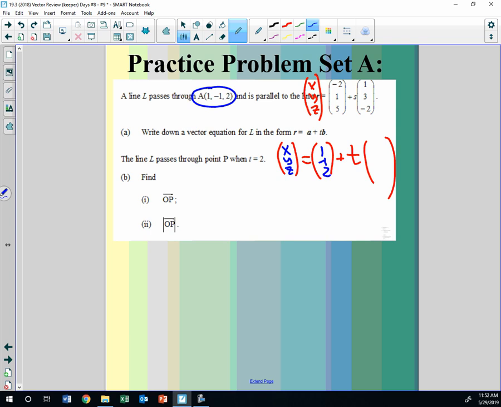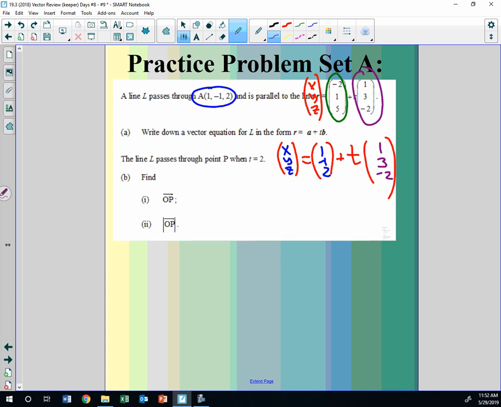Now all we need is a direction vector. Well, it says it's parallel to this one. So which one, green or purple, is the direction vector? Purple is. So that's going to be 1, 3, negative 2. Done. That's it. Boom. You've got yourself a vector.